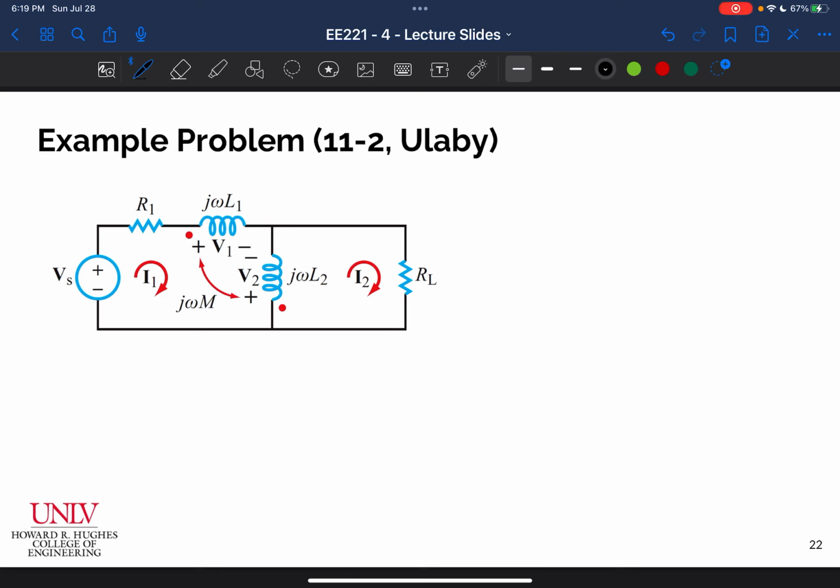We're probably not going to get into magnetizing inductance in this class. It's a little beyond the scope of EE 221. However, let me stop babbling and let's get into this example.